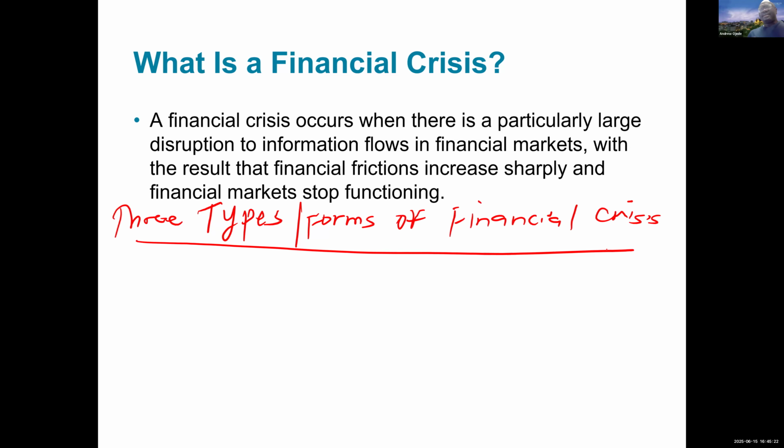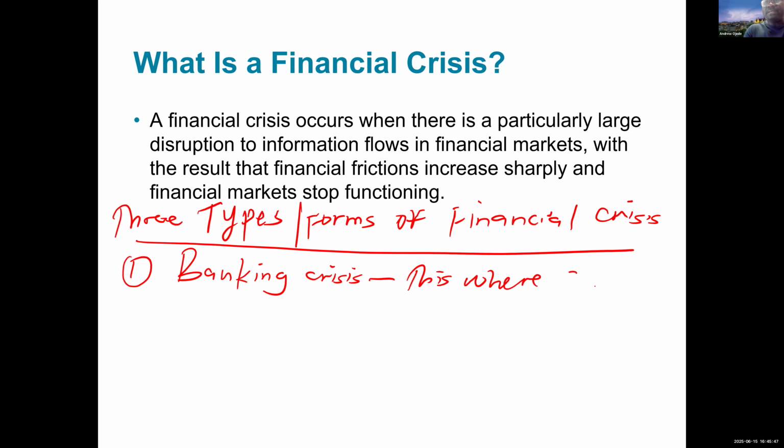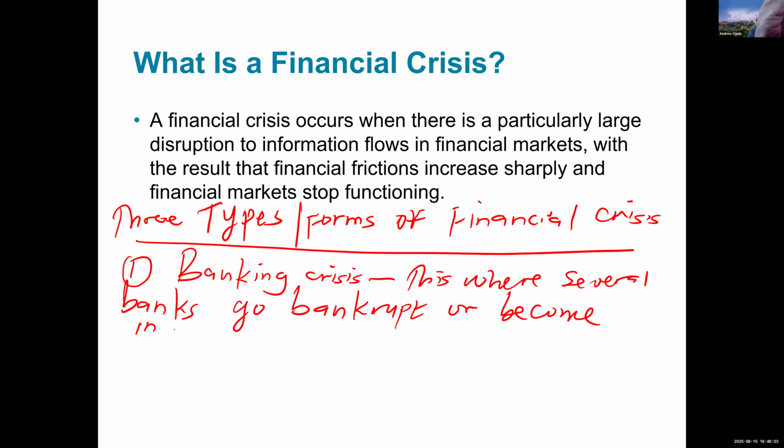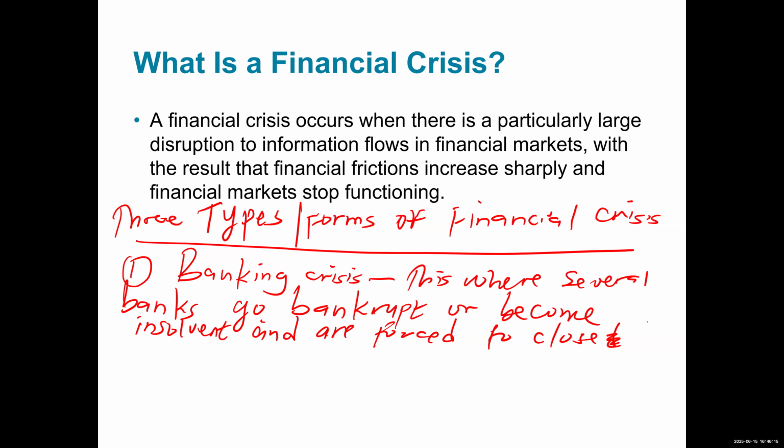In my country right now, the first question I would ask is, what type is it, or what form is it? Because there are only three main types of financial crisis. The first type of financial crisis is what we call a banking crisis. A banking crisis is a scenario where several banks go bankrupt or become insolvent and are forced to close down. That is what a banking crisis is.